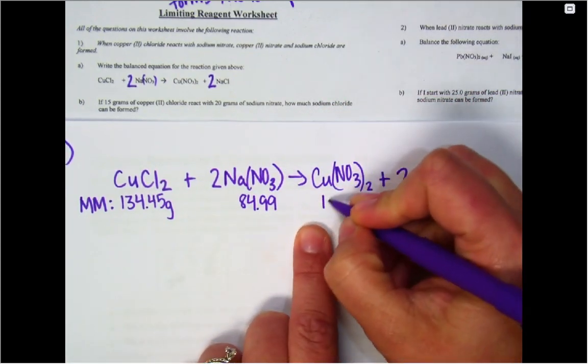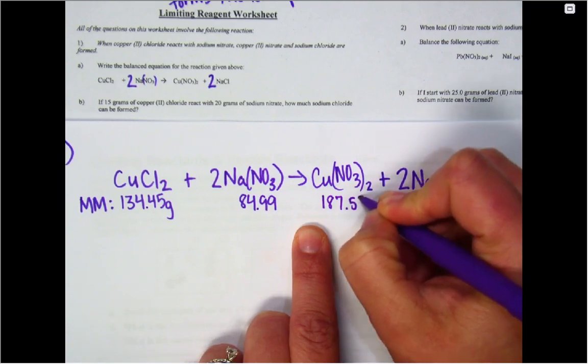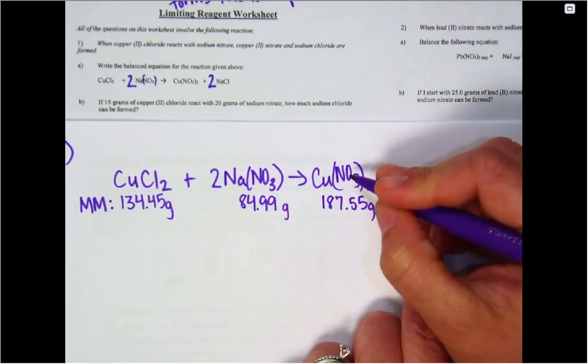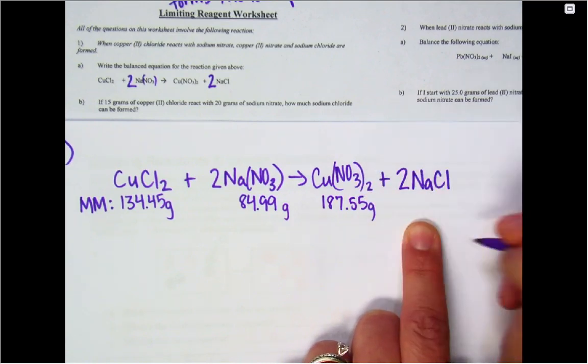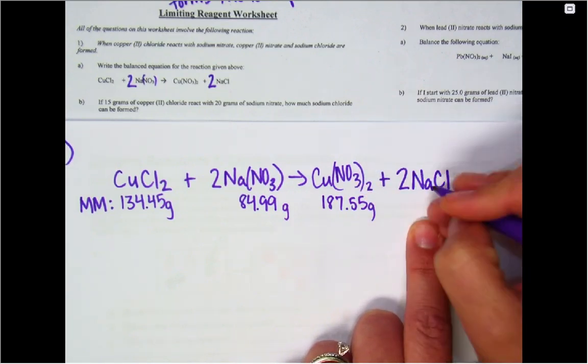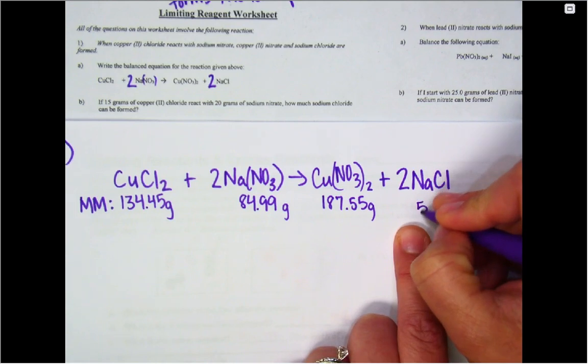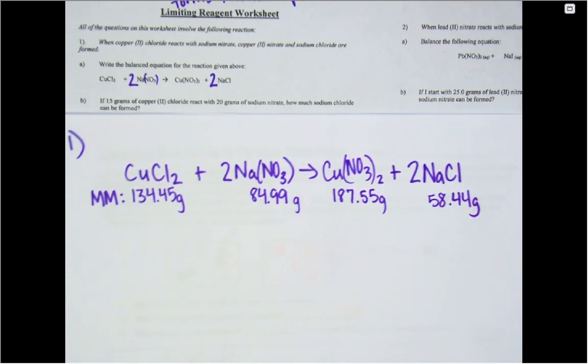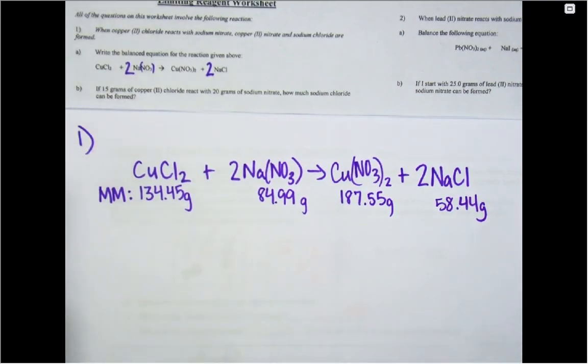Copper 2 nitrate, we're going to have 187.55 grams, because you added together a copper, 2 nitrogens, and 6 oxygens, right? And then sodium chloride, we had 58.44. Perfect. All right. So now we can start looking at the problem.